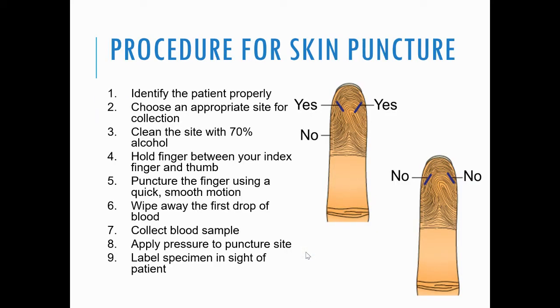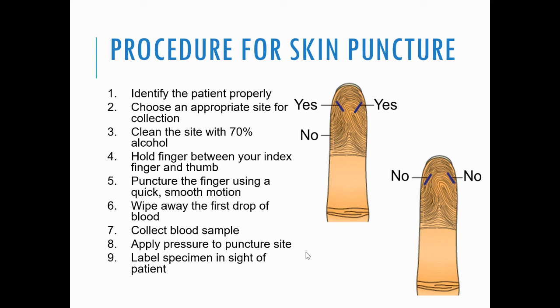The procedure for skin puncture: again, patient ID, choose an appropriate site, but I usually use the fourth finger to puncture because it is the finger closest to the circulation from your heart. And also choose an appropriate site for the collection. Clean the site with alcohol. Hold the finger between your index finger and thumb. So don't worry guys about the procedure, because I'll show it later in the video.